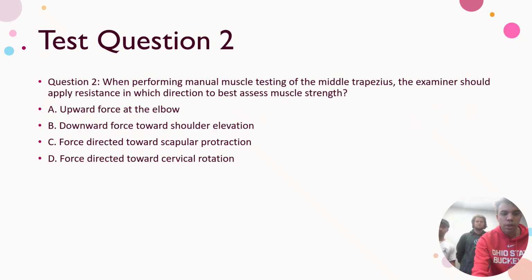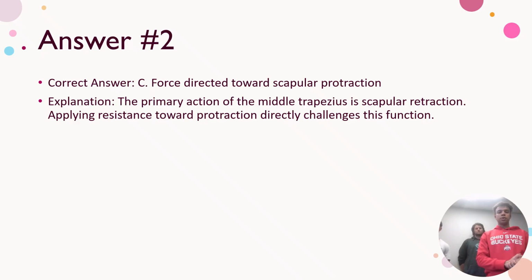And then for our second question, when performing a manual muscle test, in which direction should the examiner apply resistance when testing for the middle trap? And if you would say C, force directed towards scapular protraction, you would be correct because the practitioner wants to resist the scapular retraction of the middle trapezius.